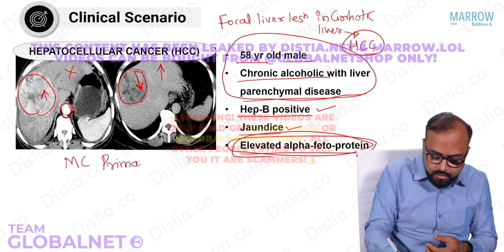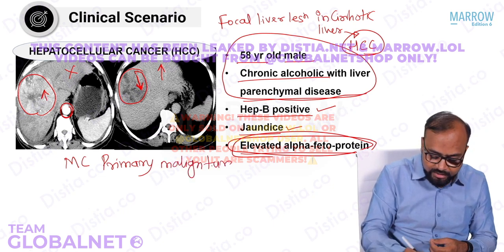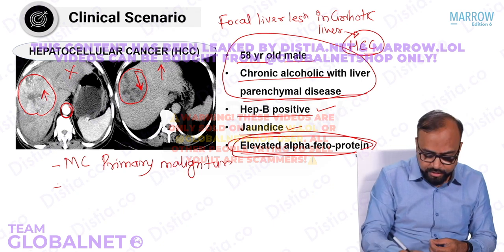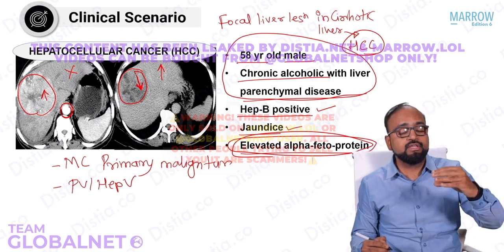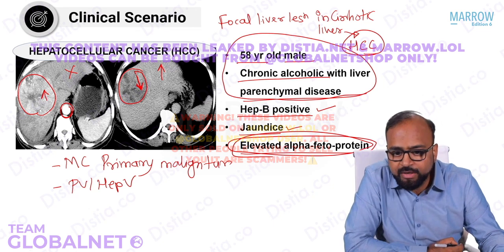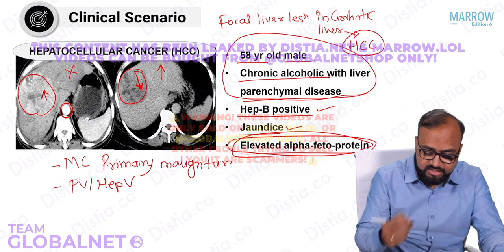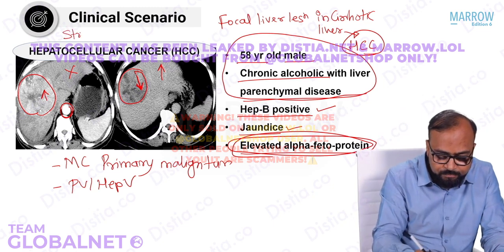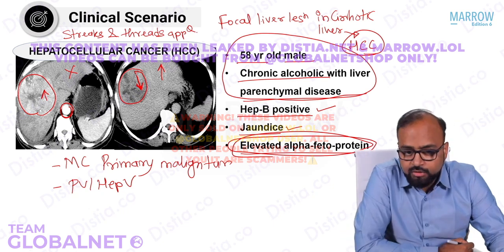HCC is the most common primary malignant tumor of the liver, and it has the propensity to invade into the portal vein or hepatic vein. So there could be an intravein tumor thrombus which also enhances. Thrombus may go into the portal vein or into the hepatic vein. On angiography, HCC has an appearance which is called the streaks and thread appearance. So this is all you need to know about hepatocellular cancer.